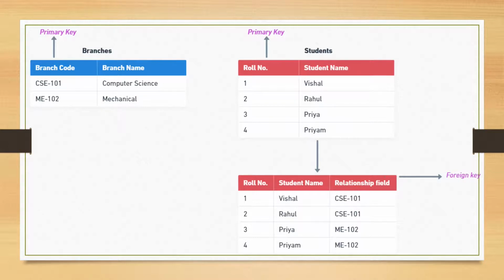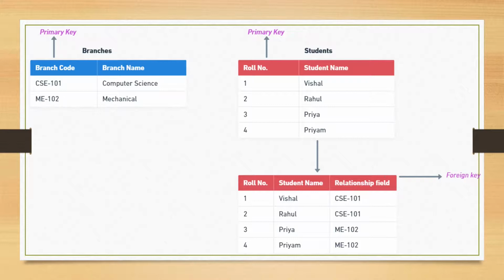Now by looking at this table I know that student Vishal is connected to CSE 101. Similarly, Rahul is connected to 101, Priya is connected to mechanical, Priyam is connected to mechanical. So this is how I used the foreign key to connect two objects. Now you can say my one to many relationship is fulfilled. This is how relationships work in Salesforce.